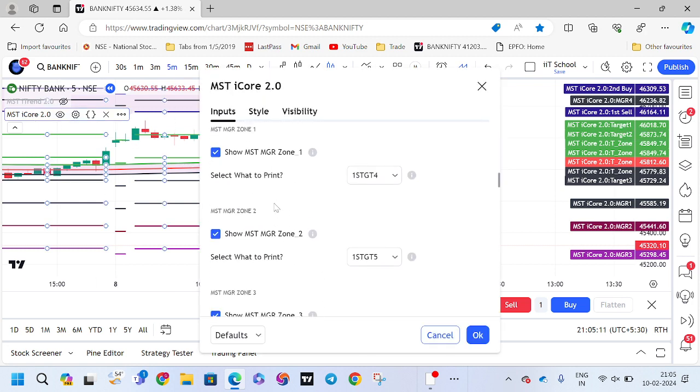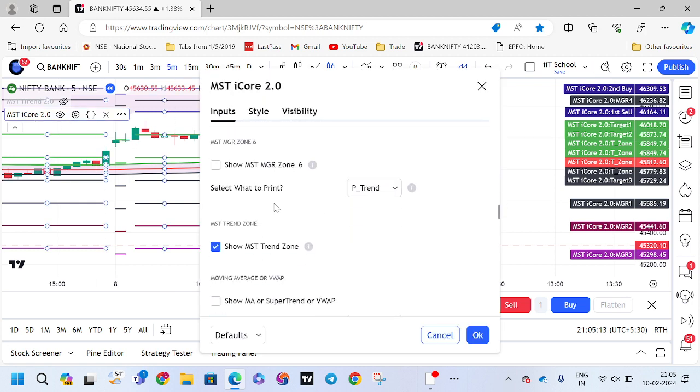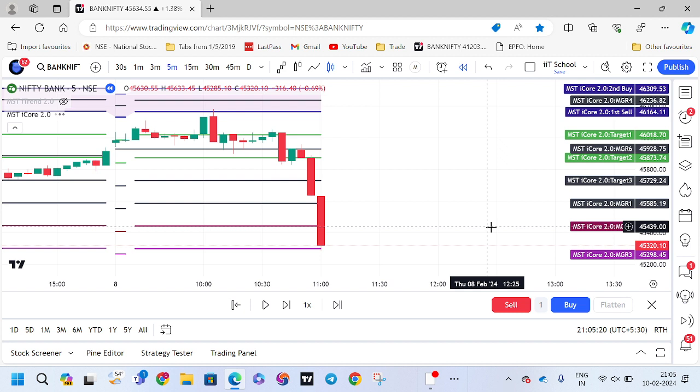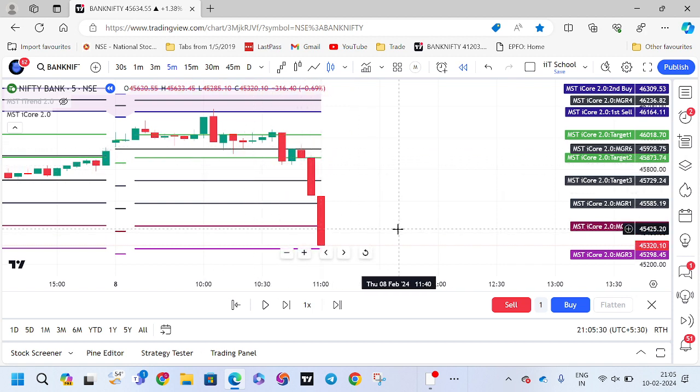Okay, now I am removing the MST trend zone, and another feature we have, P trend. This P trend indicates the overall trend of the market in a positional way. So that also comes in 45,928. Once 45,928 is broken, we can find a tremendous fall in the market. That is what has happened here.